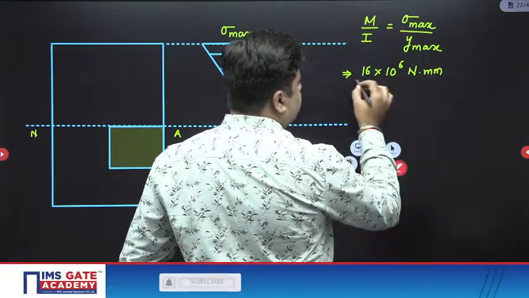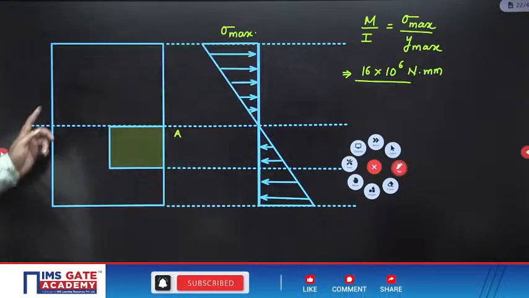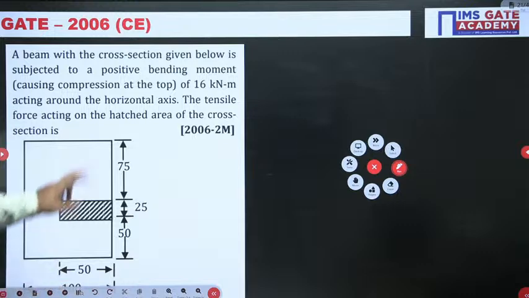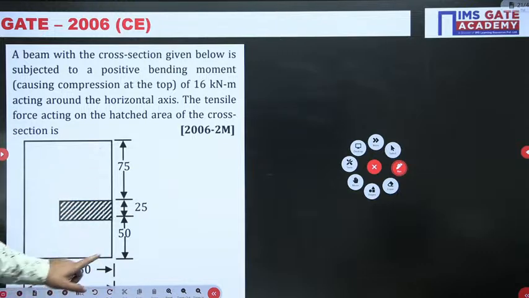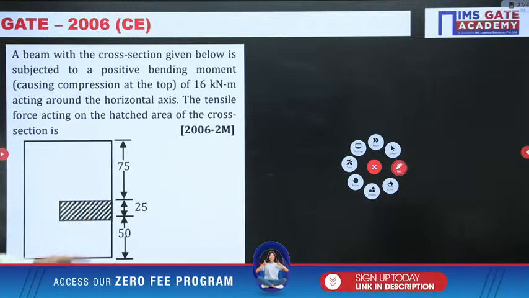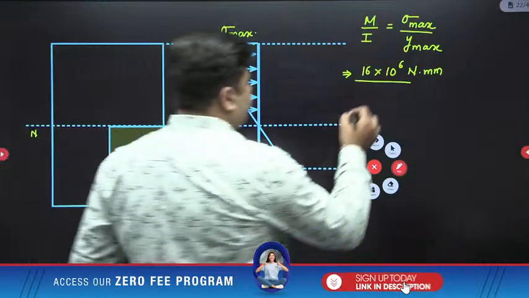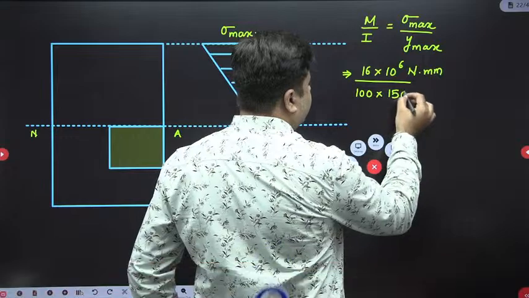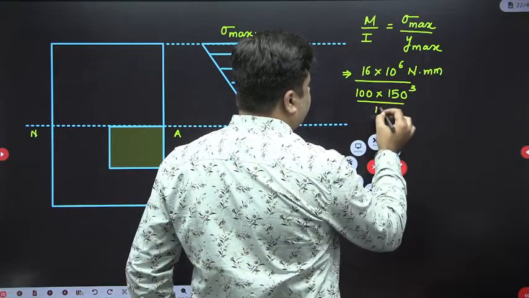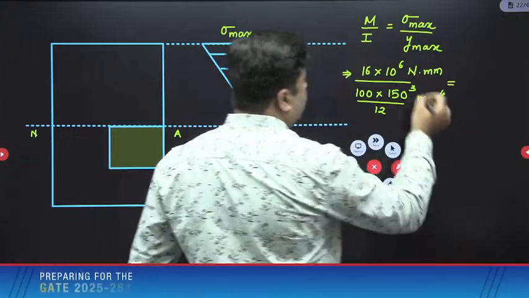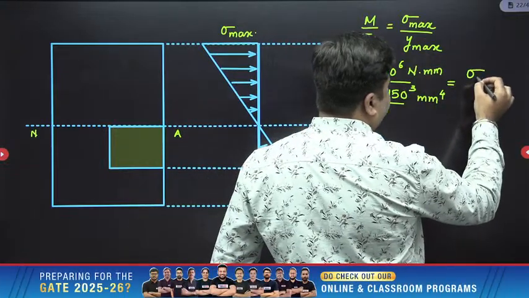The bending moment of inertia about the cross section is equal to, so the width here is 100 and depth here is 150. So moment of inertia will be B into D cube divided by 12. B is 100 and D is 150. So 100 into 150 cube divided by 12, and this will be in mm raised to the power 4. And this is equal to sigma max upon y max.